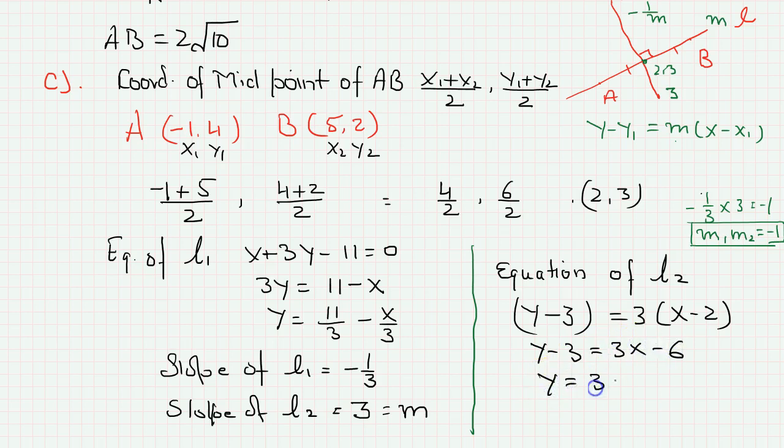So y is equal to 3x minus 6 plus 3. So y is equal to 3x minus 3. So this is the equation of line L2 perpendicular to L1. This question was of 5 marks and was a pretty easy question.